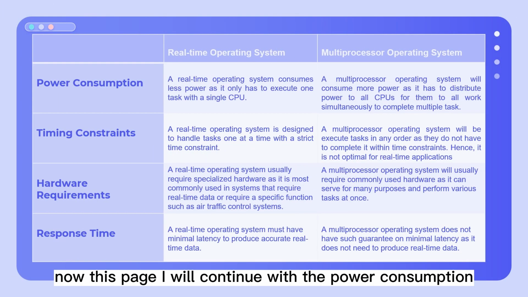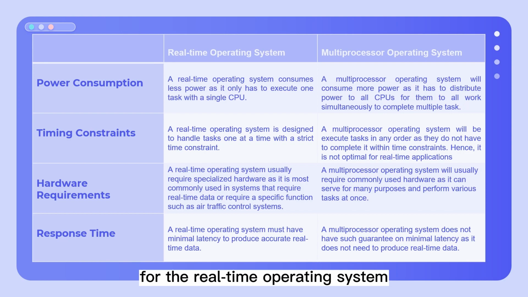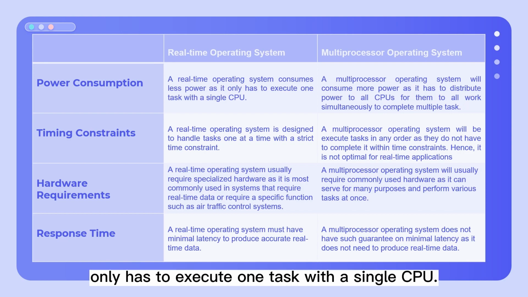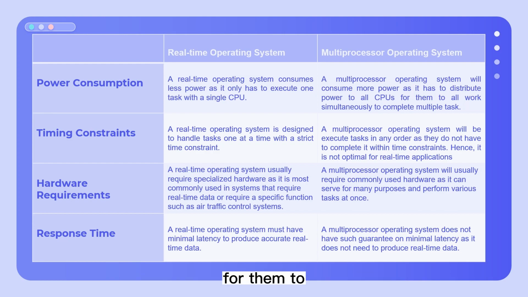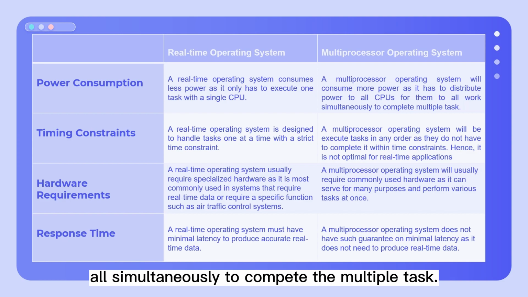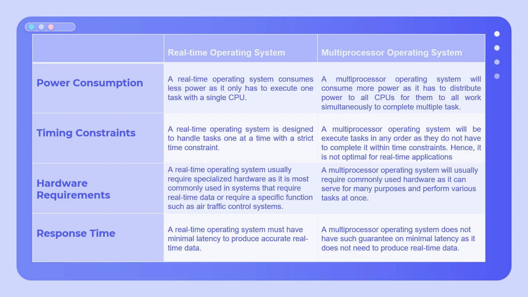Now I will continue with the power consumption. The real-time operating system consumes less power as it only has to execute one task with a single CPU. But the multi-processor operating system will consume more power as it has to distribute power to all CPUs for them to all work simultaneously to complete the multiple tasks.